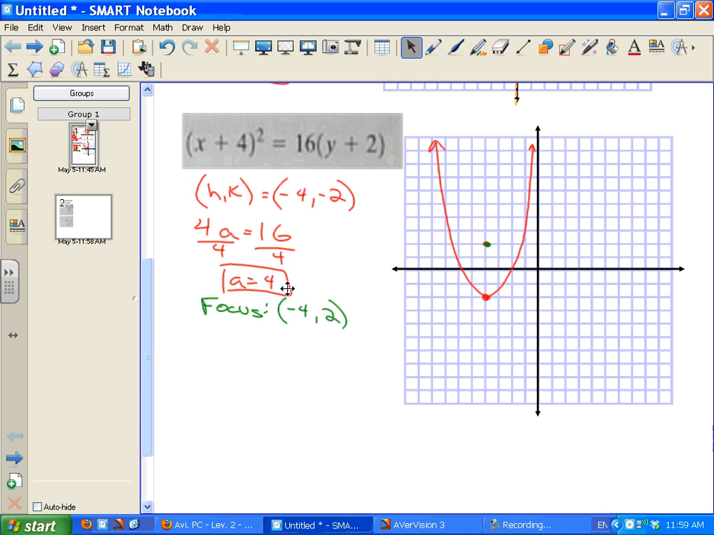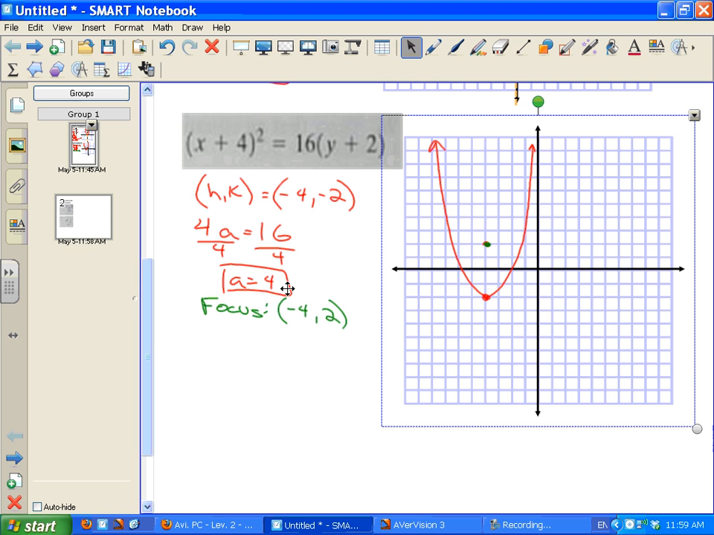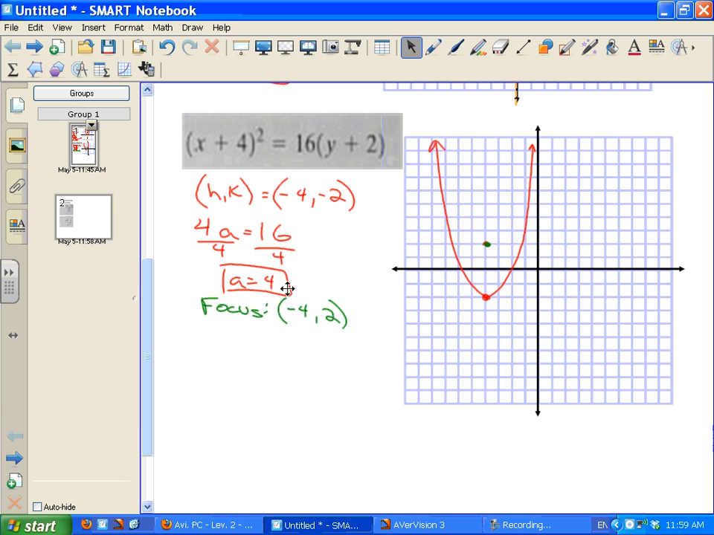What's the difference between vertex and directrix? The directrix is a line. The vertex is the point that it starts at. The axis of symmetry is the line that splits the parabola in half. The directrix will be perpendicular to the axis of symmetry, and it's going to be the same distance away from the vertex as the focus is.